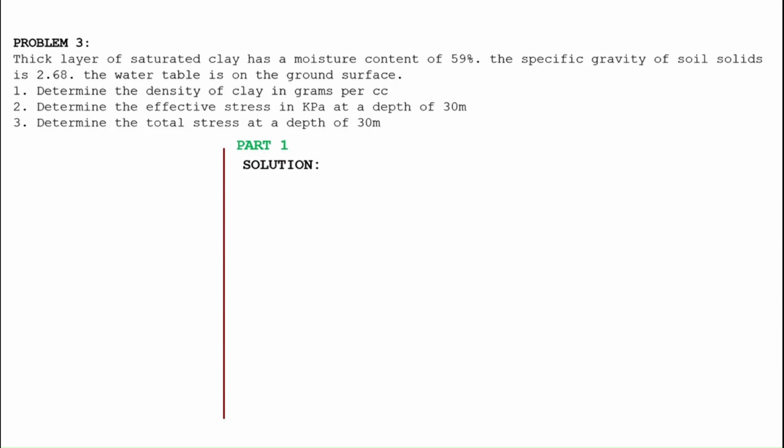For our solution to the first part of the problem, we will recall the relationship between soil properties, namely, specific gravity, moisture content, degree of saturation, and the void ratio. Take note that the water table is on the ground surface, therefore our soil is completely saturated, therefore our degree of saturation, or S, is equal to 1.0. GMC is equal to SE. Substituting values, we get 2.68 times 0.59 is equal to 1.0 times E. Our void ratio therefore is equal to 1.5812.